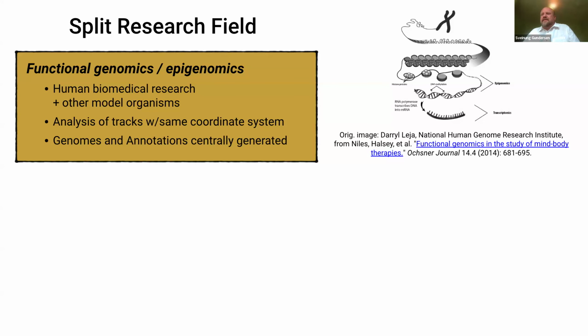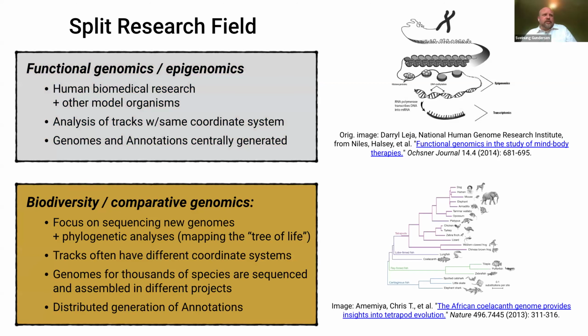Yeah, and the reason there is this sort of split in nomenclature is that there's also a bit of a split in the research field here. So on the one side, you have fields like functional genomics and epigenomics, which is mostly human biomedical research, but also other model organisms. And typically, you're then working with the same coordinate system. You have one sequence or a reference genome, and then you analyze and look at many different types of tracks on the same coordinate system. And then typically the actual genome annotations are created by some sort of central authority, either a consortium or repository. And then on the other hand, you have more the biodiversity and comparative genomic fields, where the focus is much more on the plurality of genomes, mapping the tree of life.